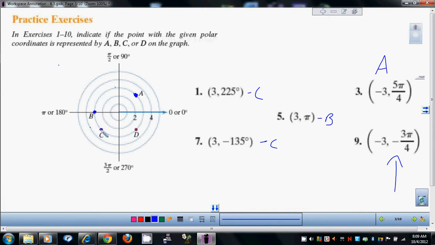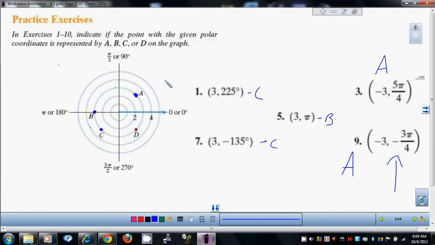From here, my negative radius is going to take me to what point? A. Very good. And that one would also be A, positive 3 pi over 4. The negative angle flips you over the x-axis, and then the negative radius flips you around the origin.